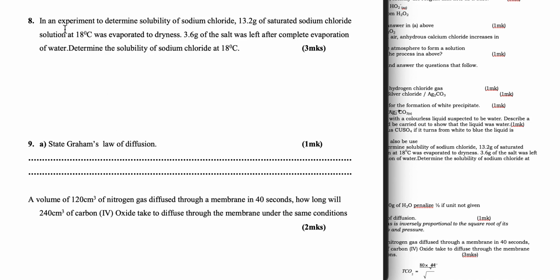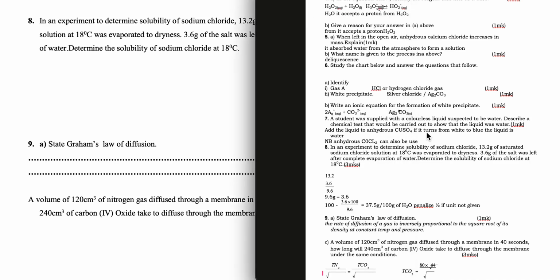Question 8. In an experiment to determine solubility of sodium chloride, 13.2 grams of a saturated sodium chloride solution at 18 degrees Celsius was evaporated to dryness. 3.6 grams of the salt was left after complete evaporation of water. Determine the solubility of sodium chloride at 18 degrees Celsius. So this is how you determine the solubility of sodium chloride at 18 degrees Celsius.